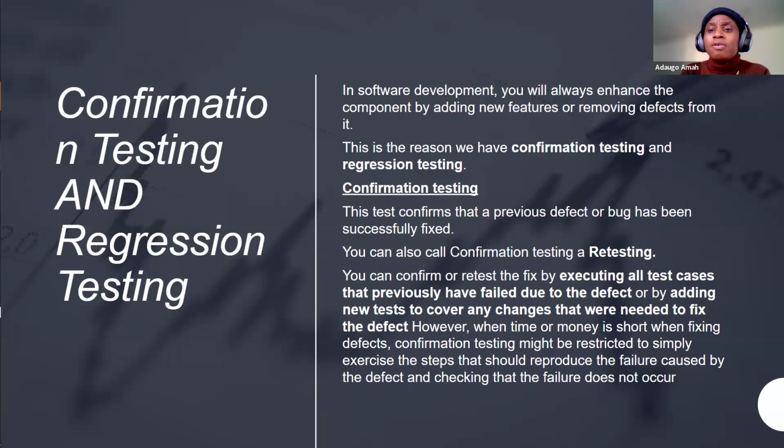So basically, you can confirm or retest the fix by executing all test cases that previously failed, or by adding new tests to cover any changes that were needed to fix the defect.